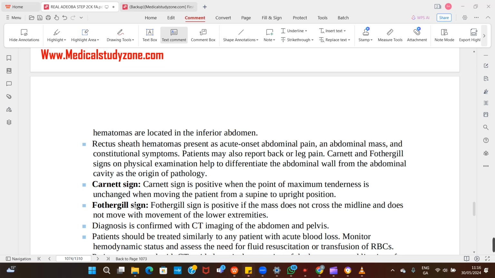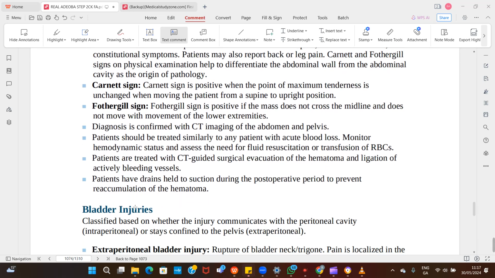They can complain of referred pain to the back, to the legs, because the hematoma can expand and compress on the thoracic and lumbar nerves that supply the back and the legs. But you need to elicit some signs to help us delineate the source of the hematoma, whether it's from the abdominal cavity or from the abdominal wall, right? Because we are dealing with rectus sheath hematoma, which is from the abdominal wall. So how are we going to be sure that what we are working with is from the abdominal wall?